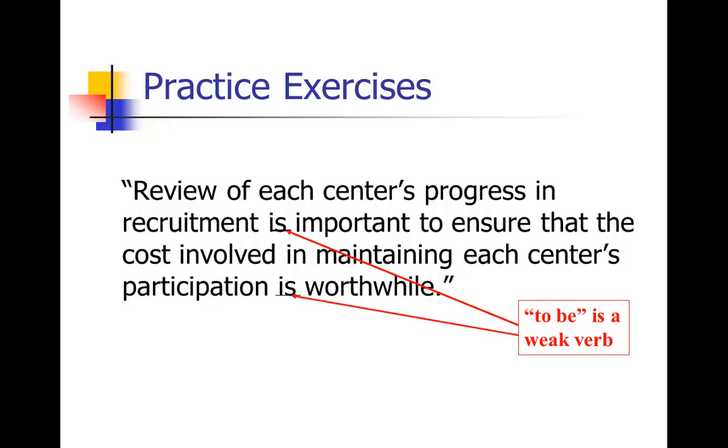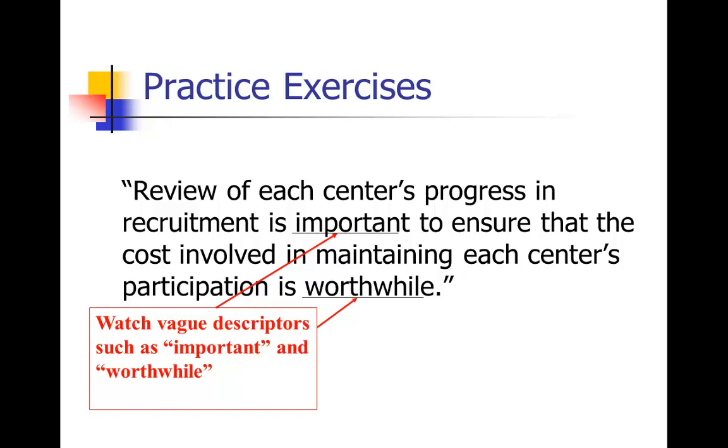We get these kind of vague descriptors. Important, worthwhile. These are kind of vague words, and I'm gonna show you a couple of examples that have the word important in them today, and kind of discourage you from using that in most cases. You'll notice, like, each center's participation is worthwhile. Well, what do you mean by worthwhile? That's really, really vague, right? What specifically would make that participation worthwhile? So you can see that's kind of vague.